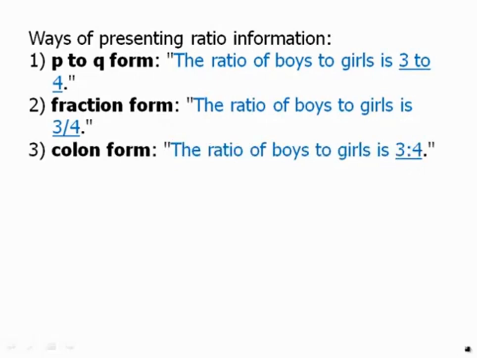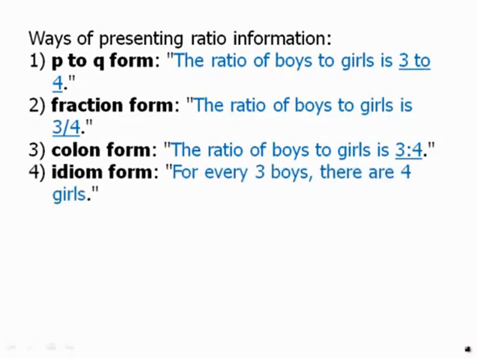Third is colon form. This is very common on the test. The ratio of boys to girls, we read this as 3 to 4, but it's written with a colon. And then finally, a tricky one, I'll call this idiom form. For every 3 boys, there are 4 girls. So that's an idiomatic way in English to say exactly the same thing. All 4 of these contain exactly the same information.